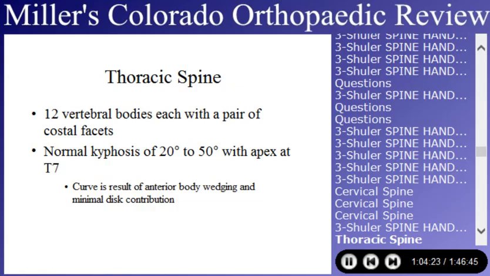It makes sense. If you take a lumbar vertebra and just set it down, it lays flat. Kyphosis in the thoracic spine is different. The curve is a result of anterior body wedging and minimal disc contribution. So make sure to make that comparison and contrast.